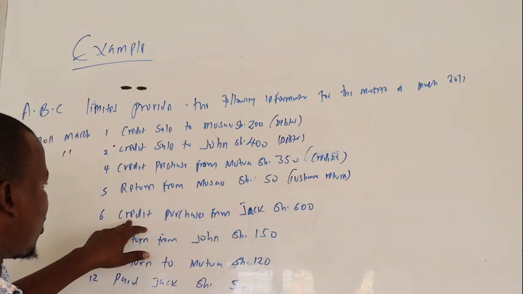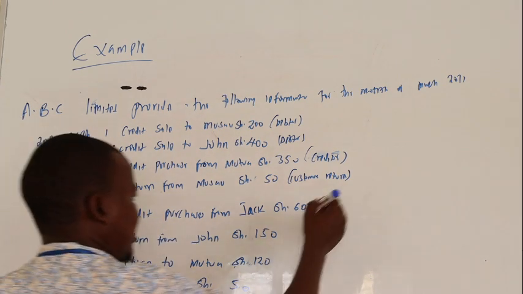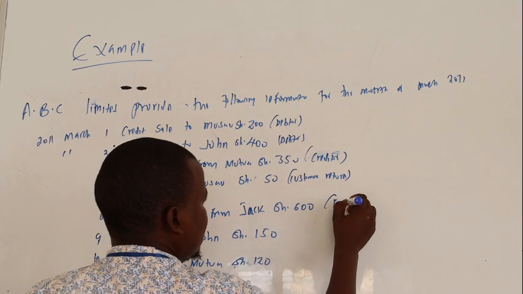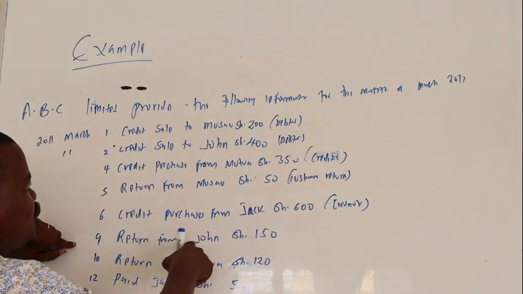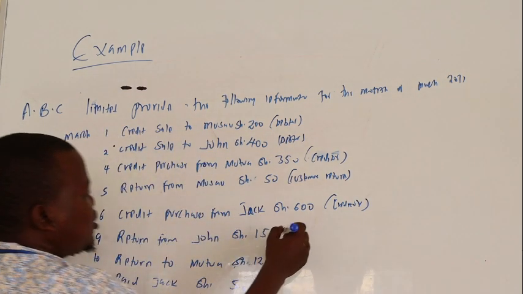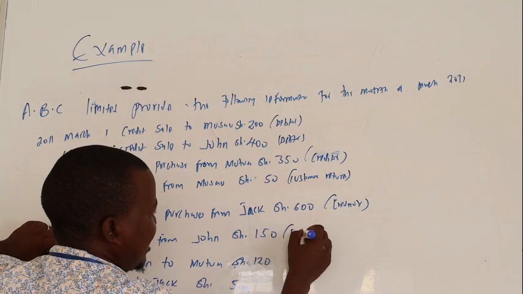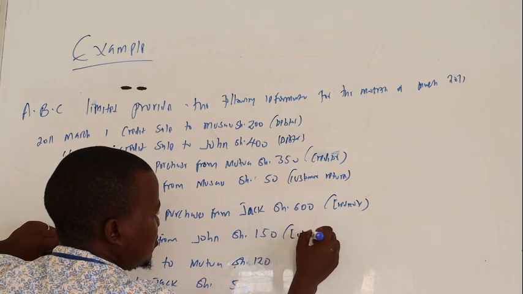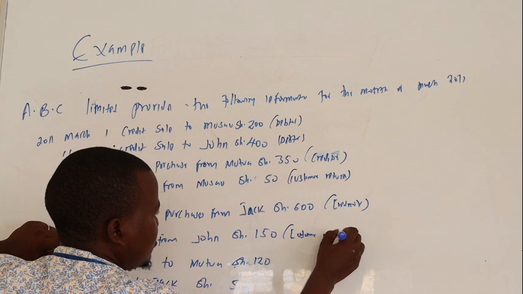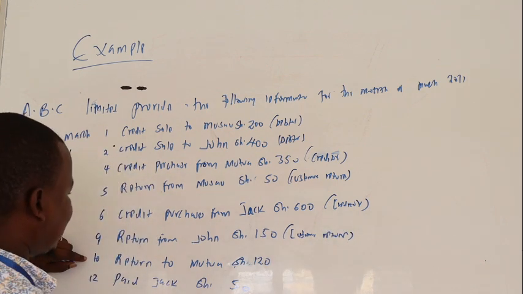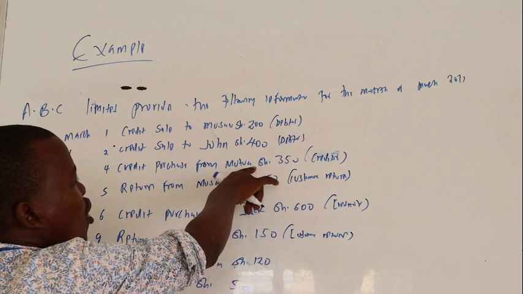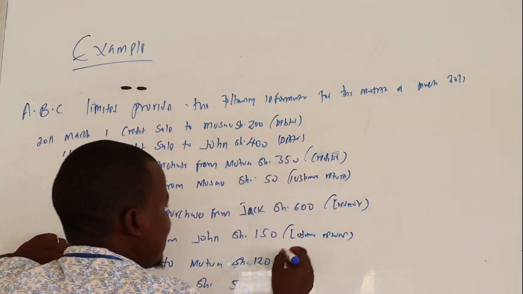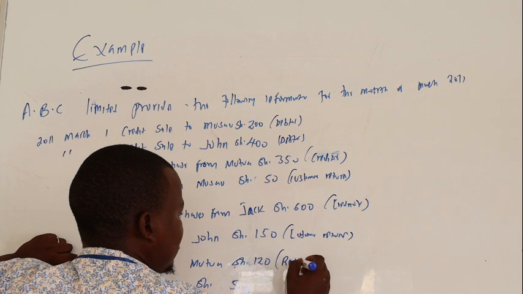Then we have another credit purchase. This is from a creditor. Then there was a return from John. John was a debtor, so this is a customer return. We have a return to Mutua. Mutua was a creditor, so this is a return outward.